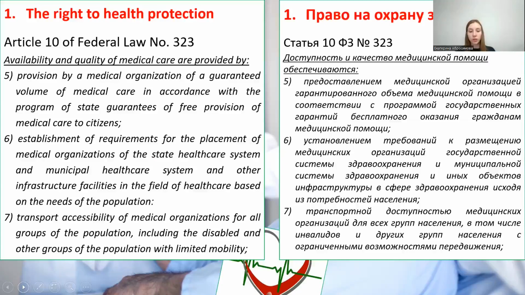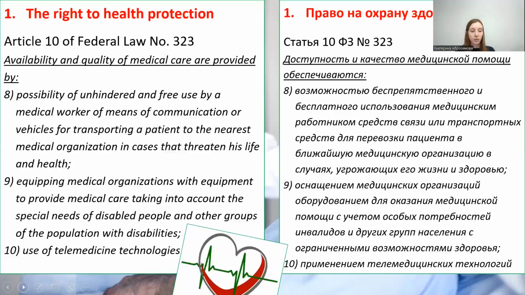Establishment of requirements for the placement of medical organizations of the state healthcare system and municipal healthcare system and other infrastructural facilities in the field of healthcare based on the needs of the population. Transport accessibility of medical organizations for all groups of population, including the disabled and other groups of the population with limited mobility. Possibility of unhindered and free use by a medical worker of means of communication or vehicles for transporting a patient to the nearest medical organization in case of a threat to his life and health. Equipping medical organizations with equipment to provide medical care taking into account the special needs of disabled people and other groups of the population with disabilities, and use of telemedicine technologies.